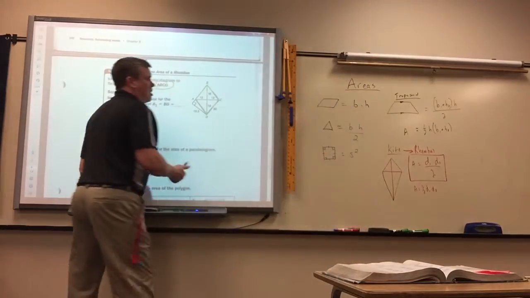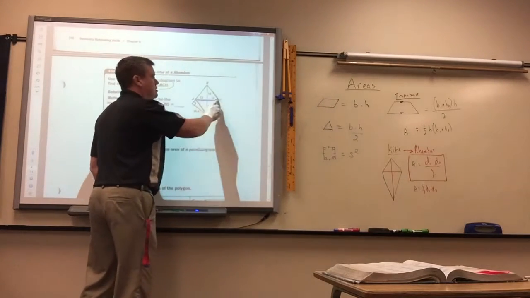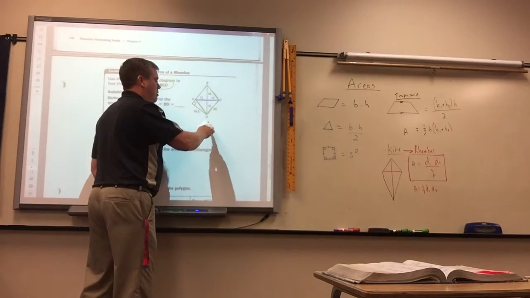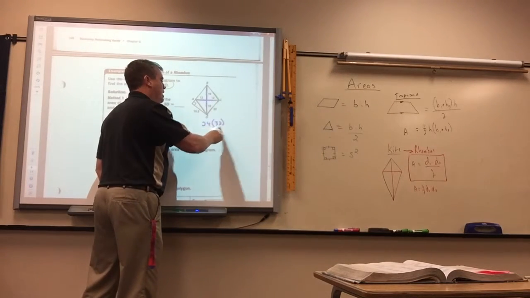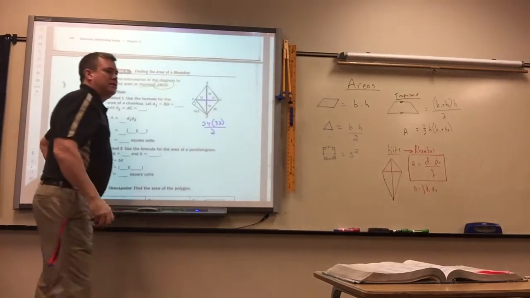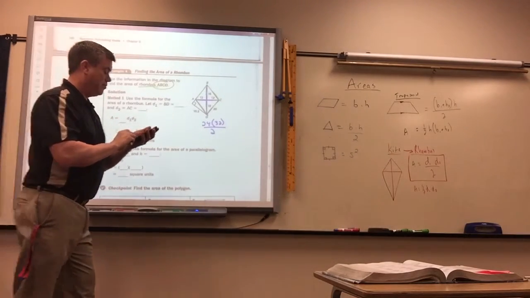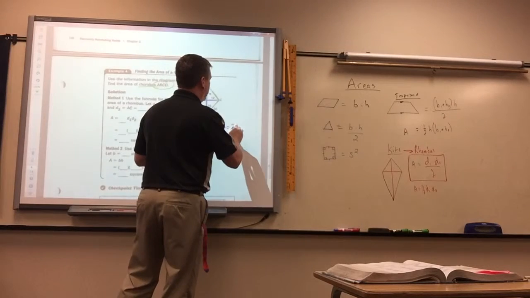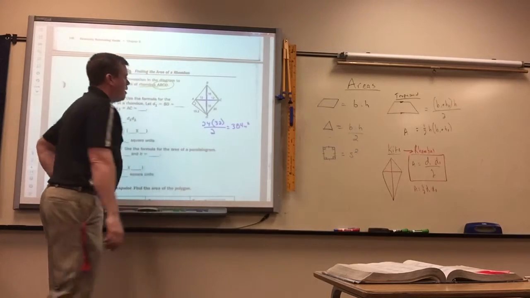The diagonals multiplied together divided by 2. So this diagonal is 24. This one is 32. And then don't forget to divide by 2. And it'd be 384 units squared.